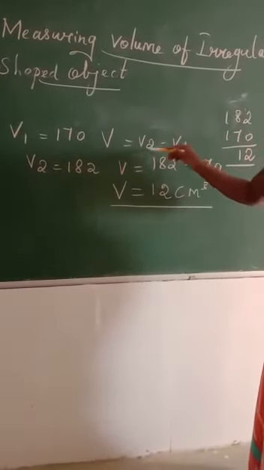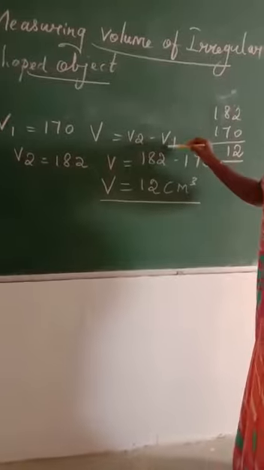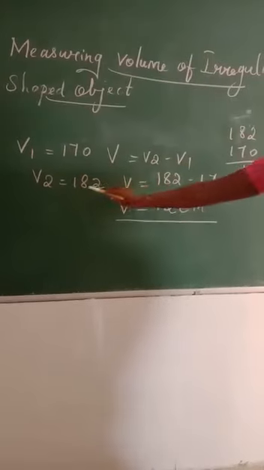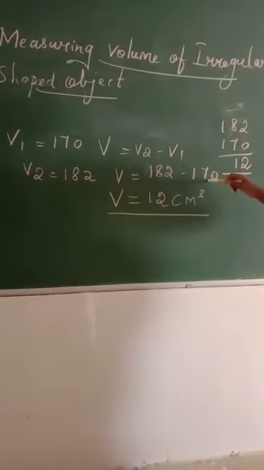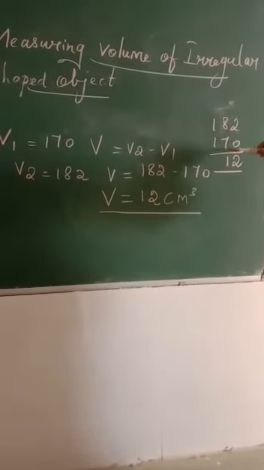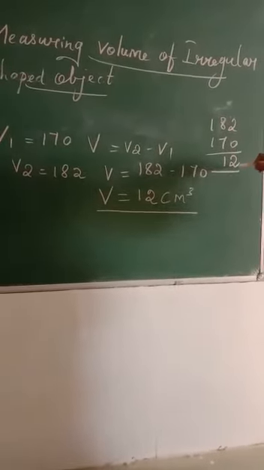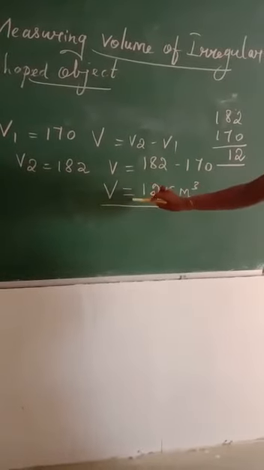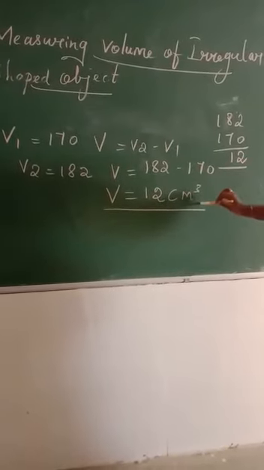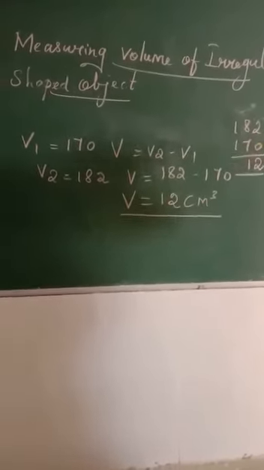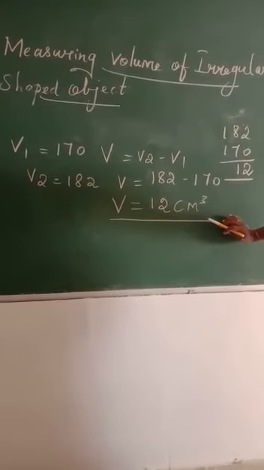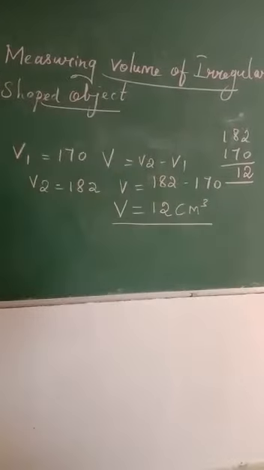So we write the formula as V2 minus V1, volume of the second substance minus V1. We know the value of V2 is 182 and V1 is 170. When we subtract 170 from 182, we get 12. So the final answer is 12 centimeter cube. 12 centimeter cube is the unit for the volume of the irregular shaped object. Okay, so these are the mathematical steps we need to follow for this experiment.